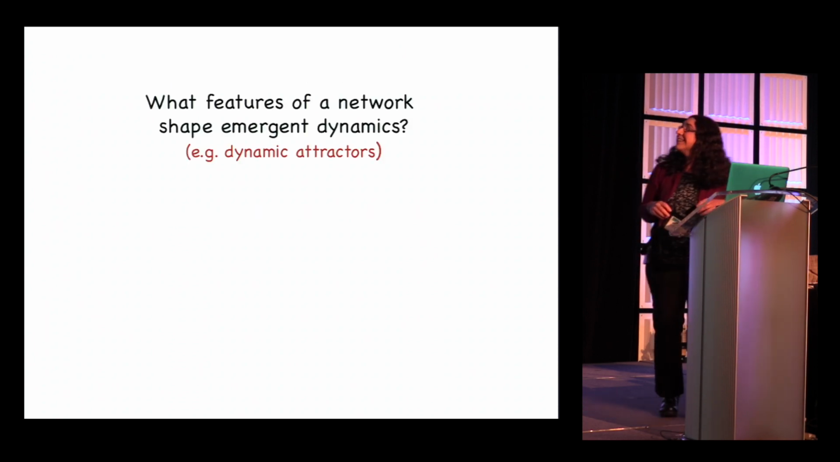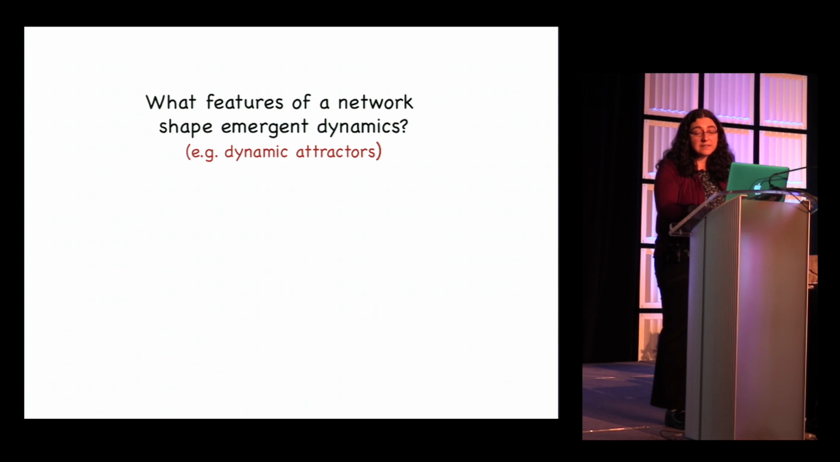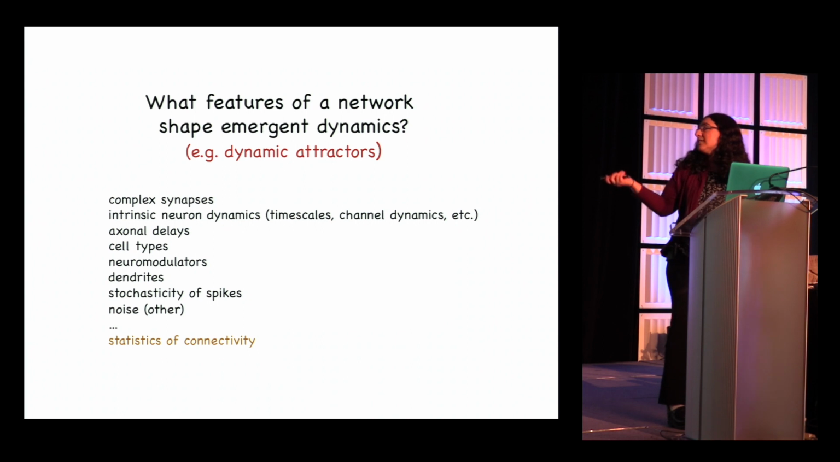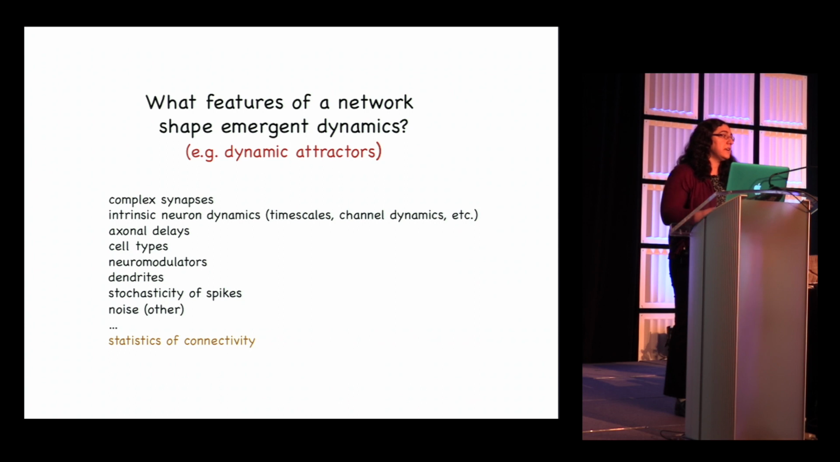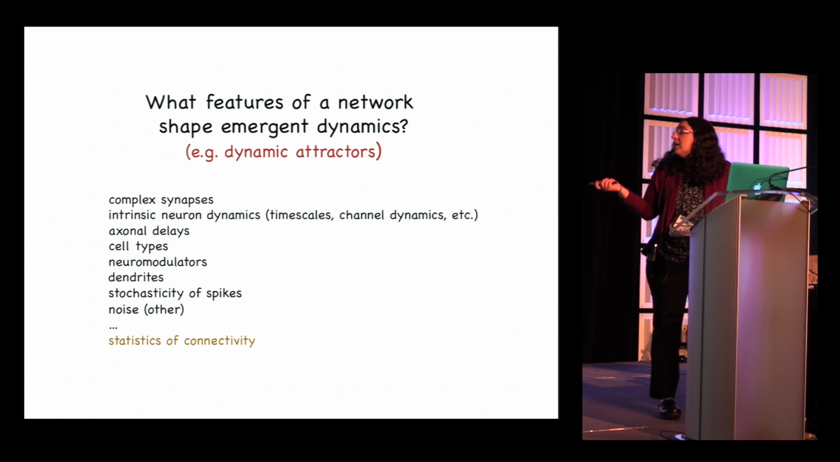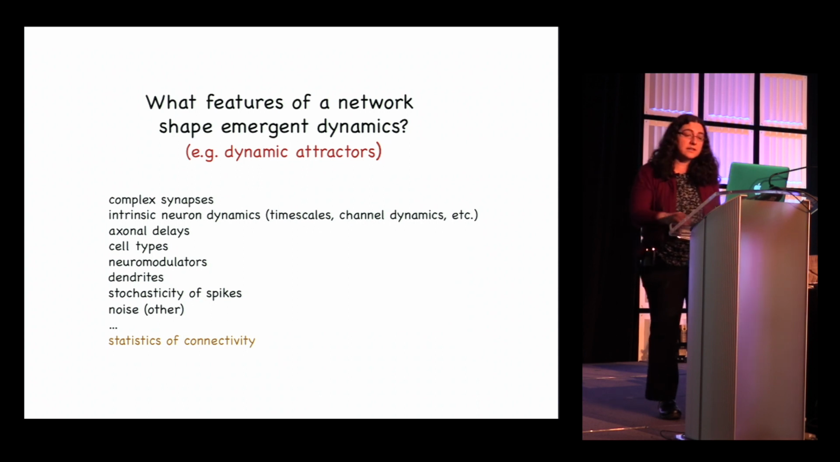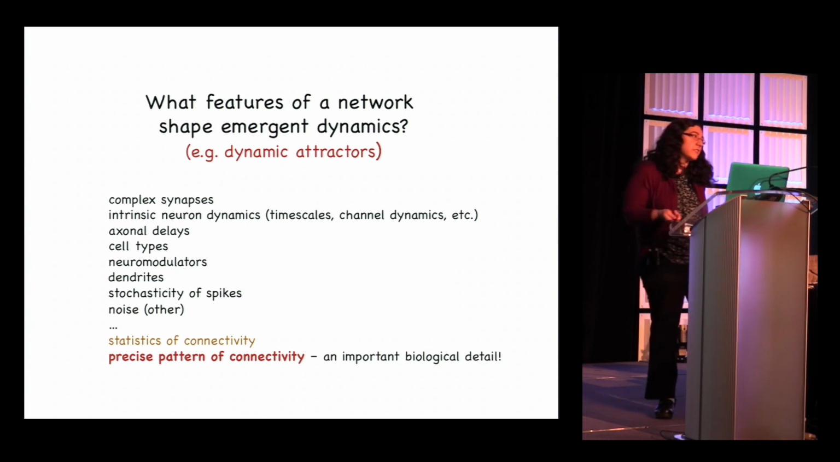Okay, so moving on. The question I want to talk about today is what features of a network shape those emergent dynamics, and what I mean specifically is things like dynamic attractors. Of course this is Cosyne, and you guys know about all these. There's lots of complexity, lots of aspects of a network that I am going to completely ignore for purposes of this talk. But emergent dynamics are a function of everything. One of the things that people do pay attention to is statistics of connectivity, of course. And what I want to focus on is the precise pattern of connectivity.